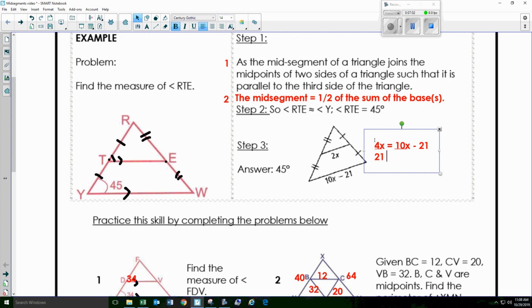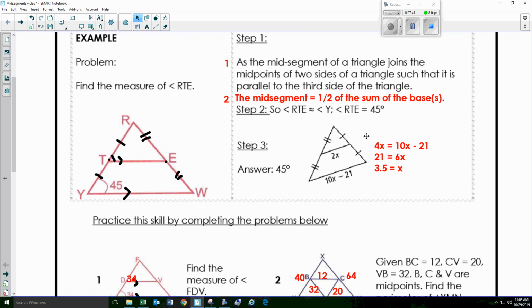Add the 21 across. I don't always take the smaller variable over to the bigger side, so I get a positive answer. So 10 minus 4 is 6x. I'm going to divide each by 6, and 21 divided by 6 is 3.5. Okay, so x is 3.5 for this answer. We just said solve for x. Just to solve for the midsegment length, then I go 2 times 3.5, and it'd be 7. And that would have to be 14, because it's got to be double it. Which is what you get. You get 3.5 times 10 is 35, minus 21 is 14.